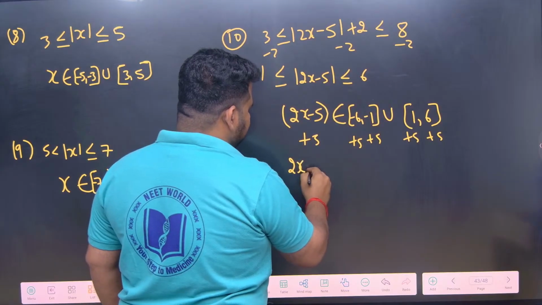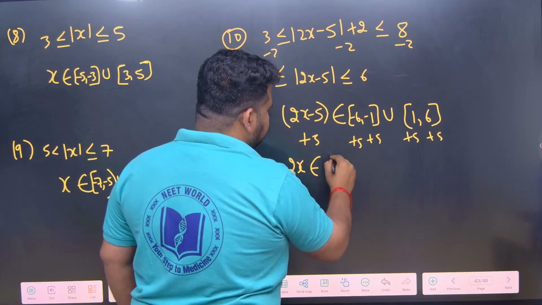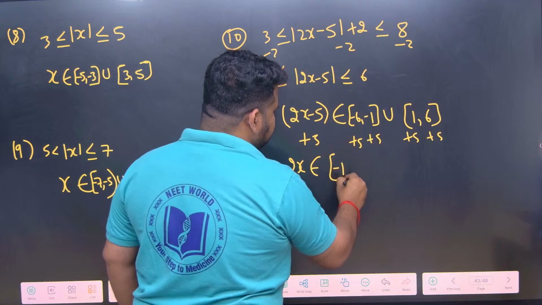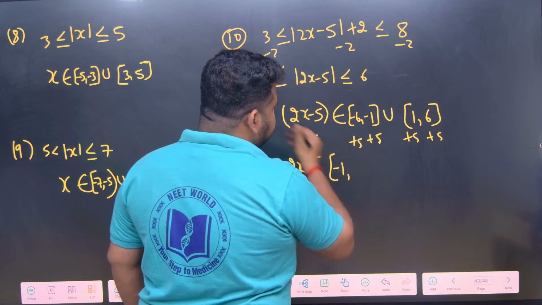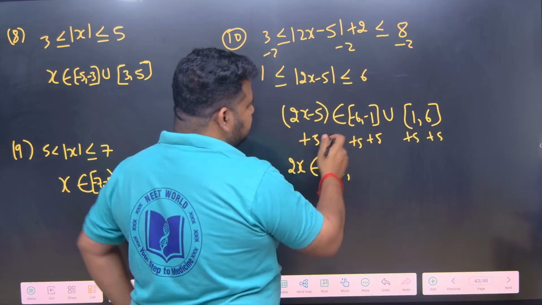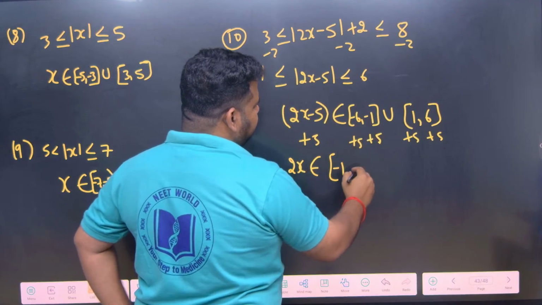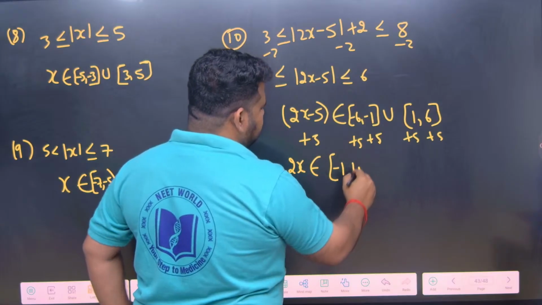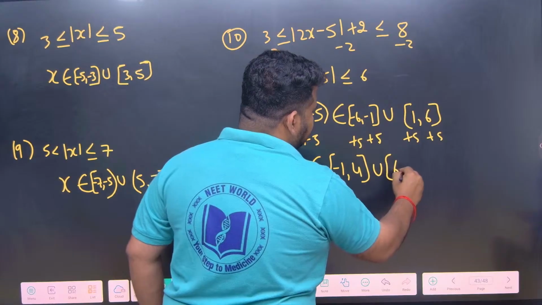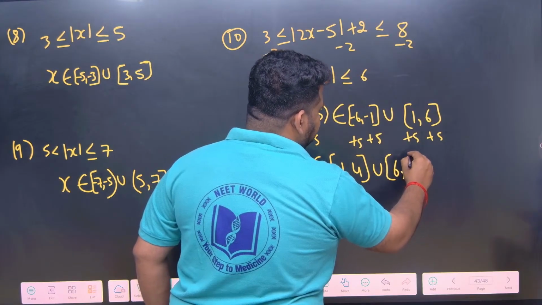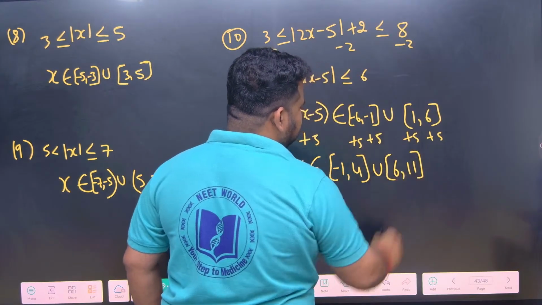So 2x belongs to −6 + 5, which will become −1, and −1 + 5 will become 4. Union, what will this become? 1 + 5 is 6, and 6 + 5 is 11. So [6, 11].